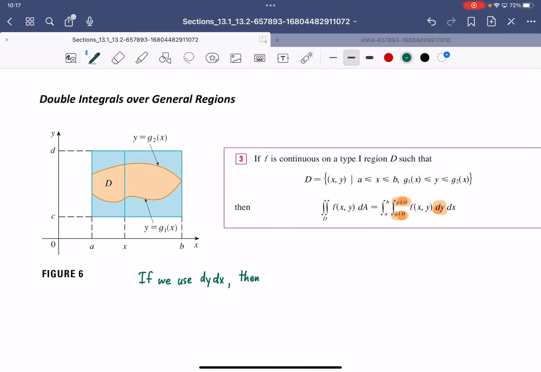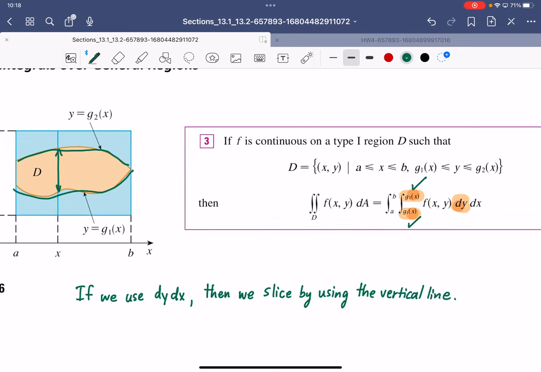then we slice by using a vertical line. If you do dy dx, it means you slice the picture using a vertical line, because you want to know which curve is on the top and which curve is on the bottom. The top curve goes on this limit of integration, and the bottom curve goes on this one. When it comes to examples, it's gonna be a little easier because you see the function. And then a to b is going to be the domain of the x values.